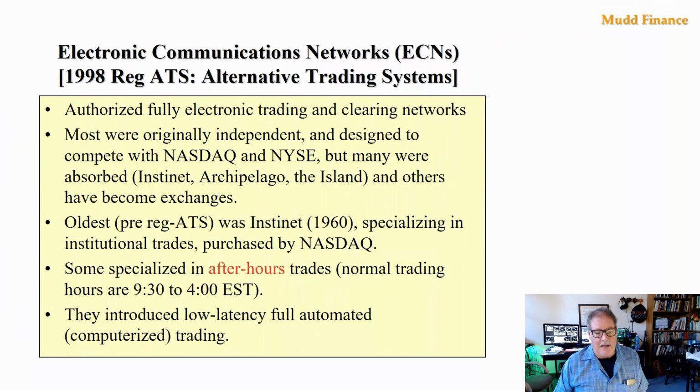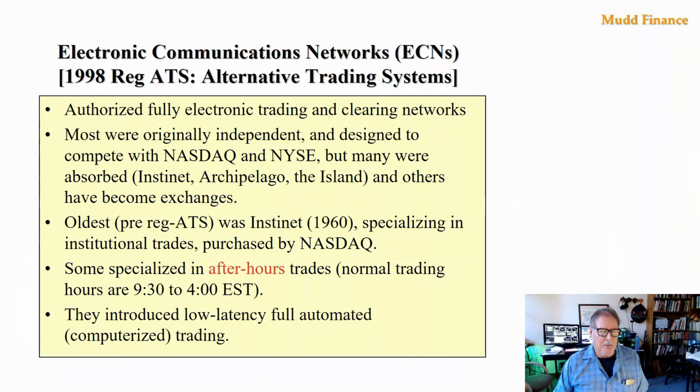Now, in 1998, some laws were passed that identified these electronic communications networks that are referred to in the book as ECNs. And the law was called Reg ATS, and the ATS stood for Alternative Trading Systems. It was becoming clear by 1998 that the open outcry style of exchange was going to be replaced eventually by fully electronic exchanges because they're quicker and they cost a lot less to execute a trade. And the handwriting was on the wall.